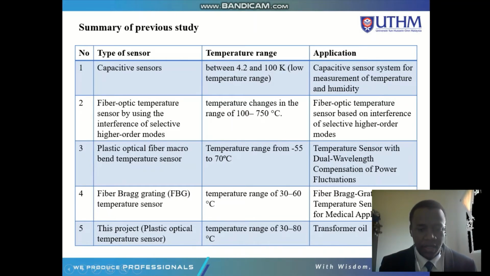And for our project, last but not least, we use a plastic optical fiber, which is POF, and the temperature range is from 30 to 80 degrees Celsius. That's the maximum it can go, and it is used for transformer oil application.